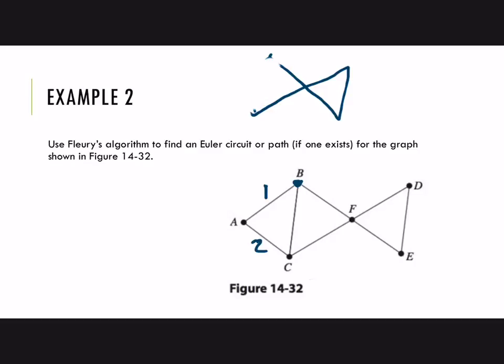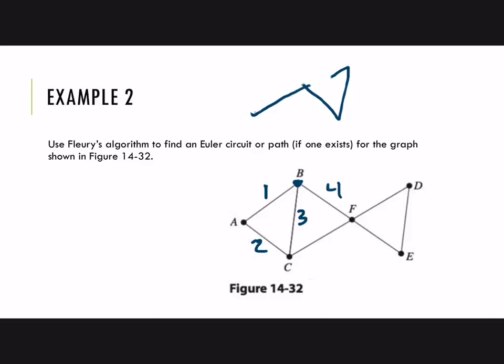So if I erase BC, that's not a bridge. And if I erase CF, that's also not a bridge. So either one. I'll go back to B. And then from B, I only have one other edge to choose, so I go on to F. Again, at F, I have a choice. So let me look at the part of the graph that's not yet numbered. Let's see, is FC a bridge? Well, if I erase FC, that actually is a bridge because that would leave vertex C disconnected. So I can't choose that one.